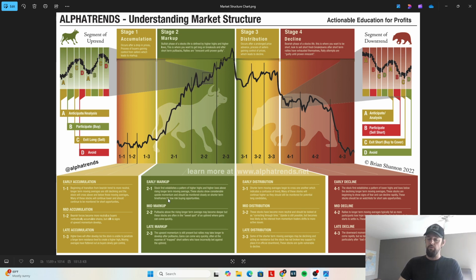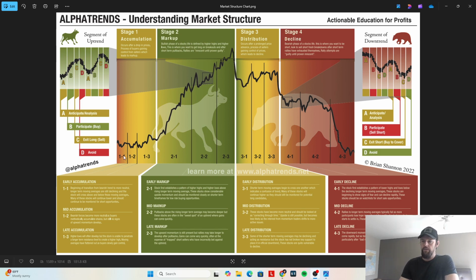I just want to read through this and pick apart a few of these highlighted points, and then I'll show you how I compare and contrast it with the master pattern, and I'll show you some examples on a chart. So let's just take a look. We've really got four stages, as you can see at the top. Stage one, accumulation. We've got markup, we've got distribution, then we've got decline.